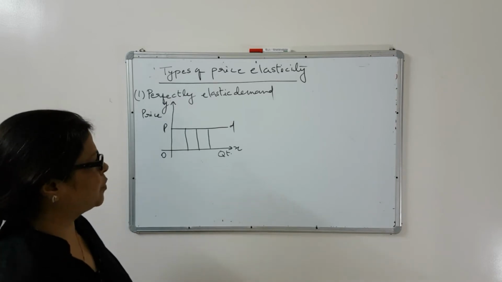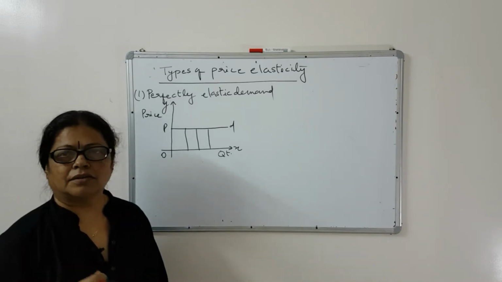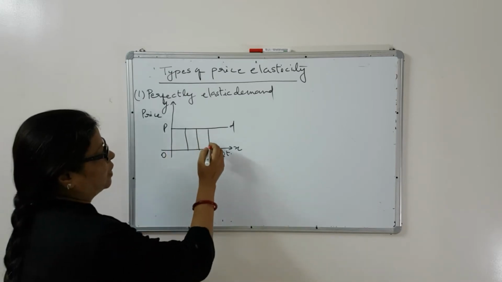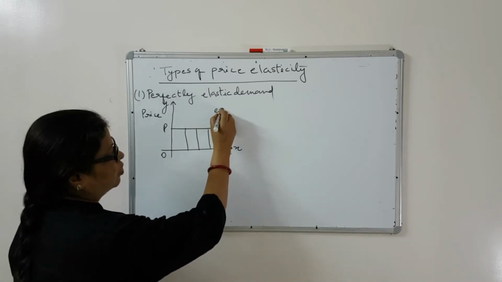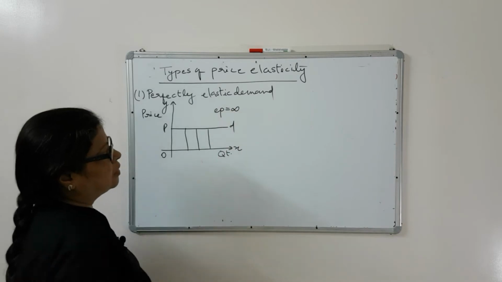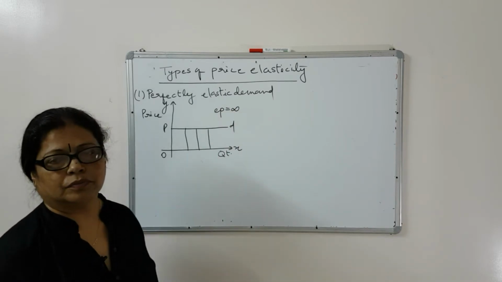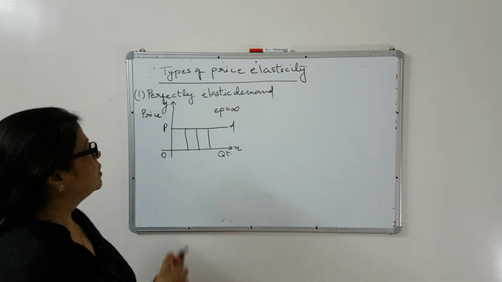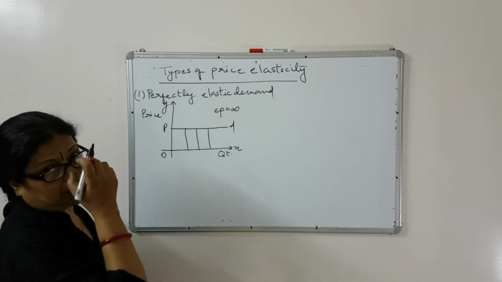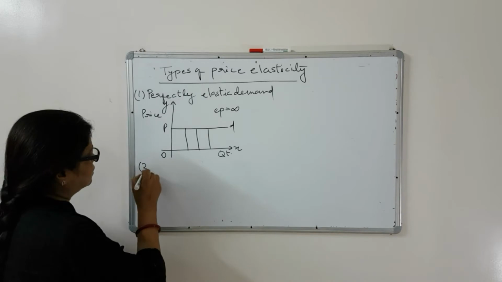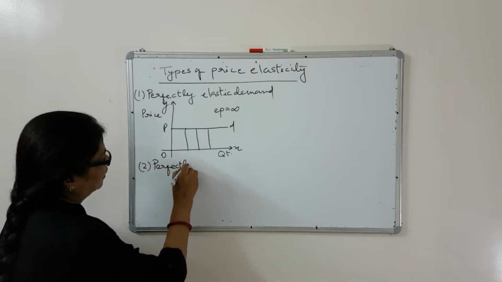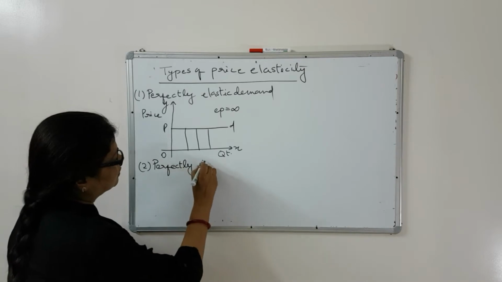So this is a hypothetical case. In real life, you don't see all these situations. But in this diagram, always write the value. Here EP is equal to infinity. So this is one case, perfectly elastic demand. Second, perfectly inelastic demand.